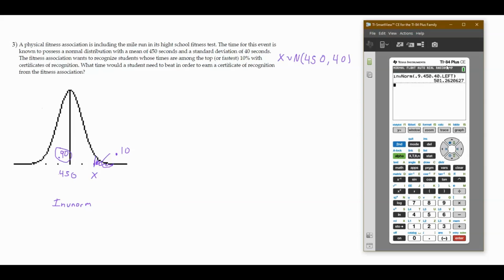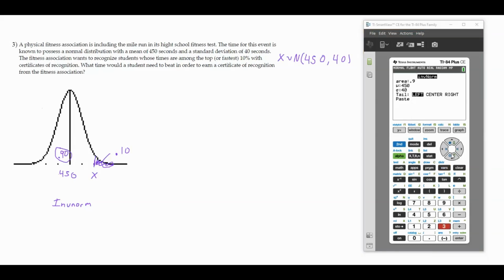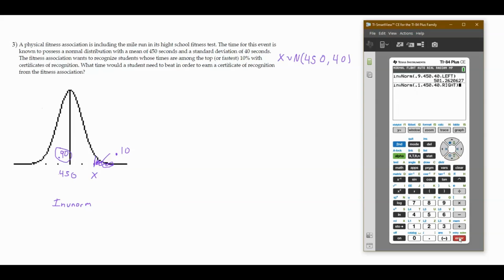Now, let's say you do have the TI84 plus CE. I go into second distribution. I still choose inverse norm, but notice I have 10% shaded to the right. So you could come in here and simply do 0.1 and choose the right tail. And then if I hit paste, so 10% to the right is equivalent to 90% to the left, right? That makes sense. And sure enough, you get the same answer.